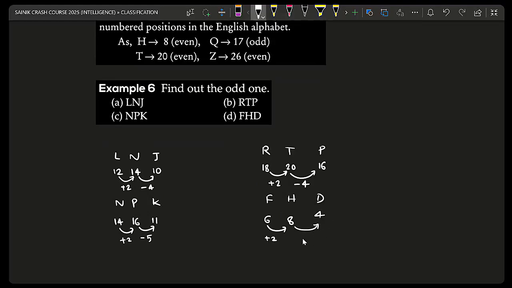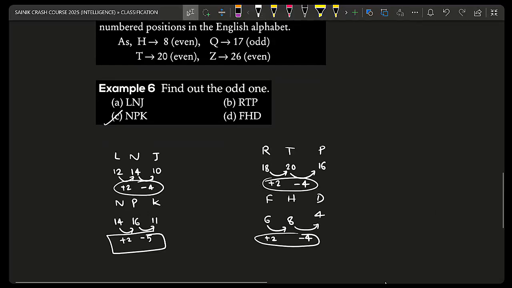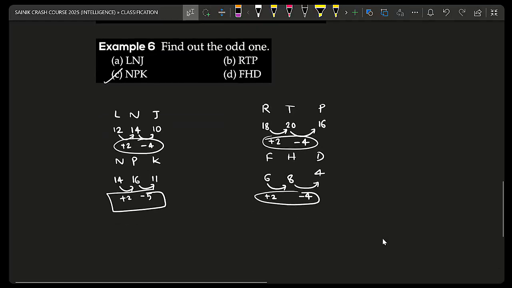Minus 4. Now you can see in all the other options it is plus 2, minus 4, plus 2, minus 4, plus 2, minus 4. But in option C it is different: plus 2, minus 5, right? Very good, Ruchi. So you can write the solutions, all of you. So option C is correct. Next question. Jashvi, you can mute yourself.